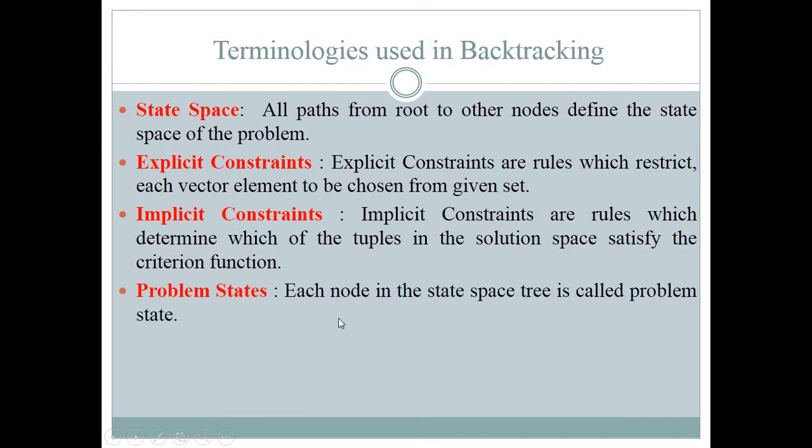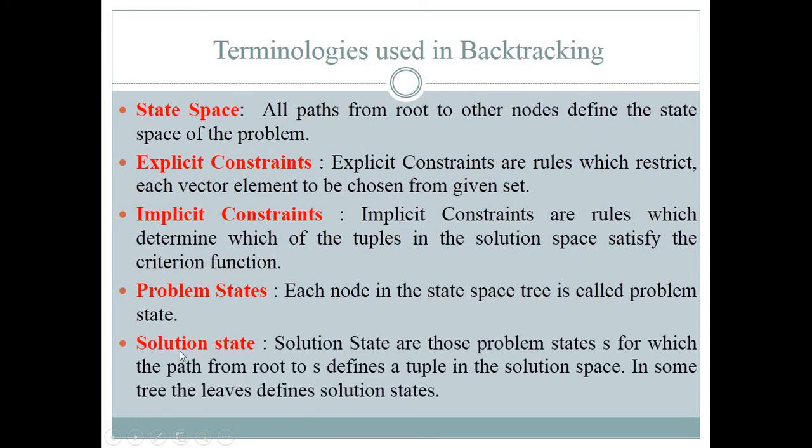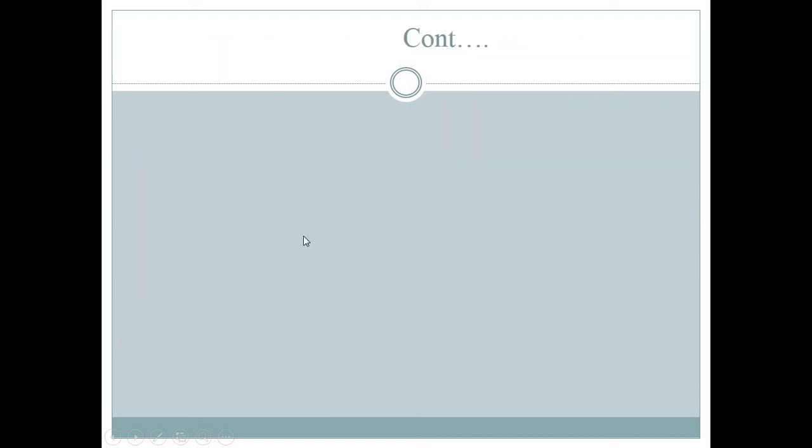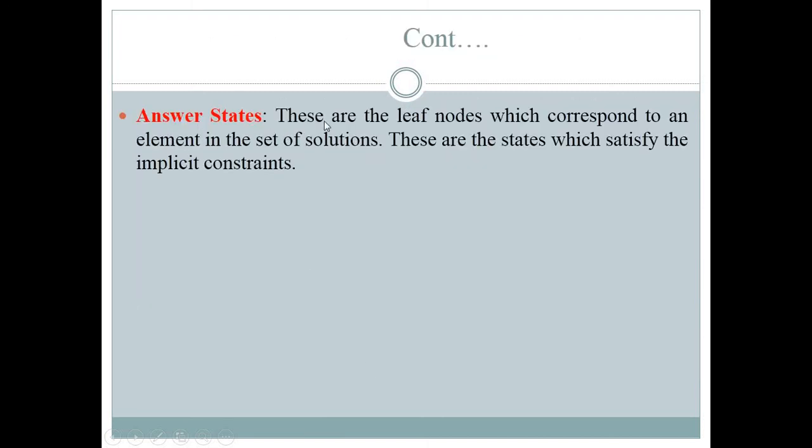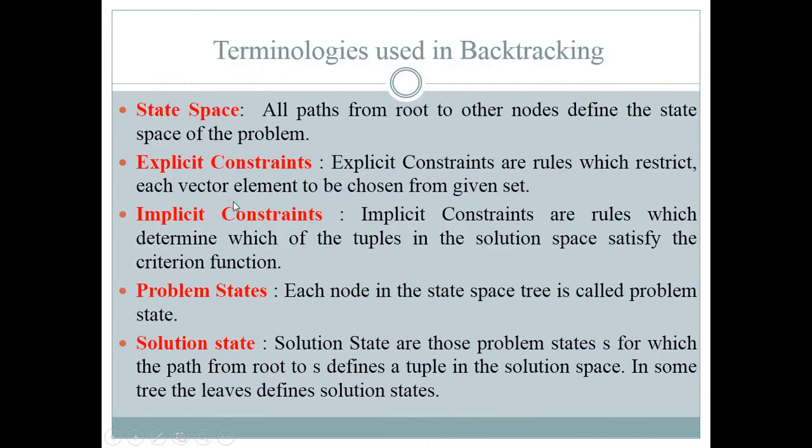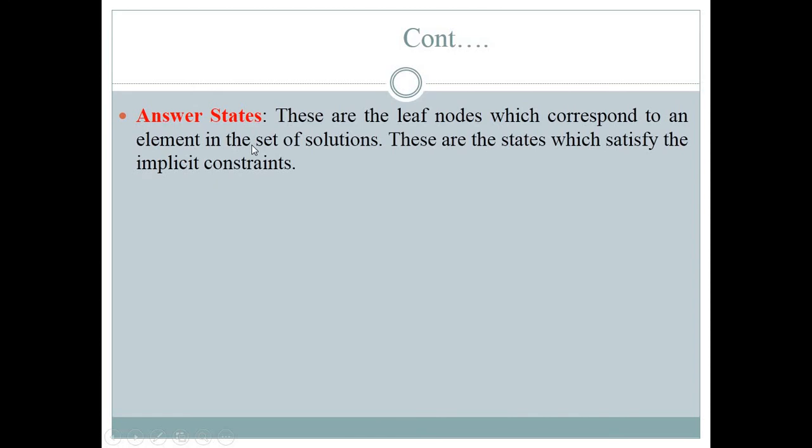Next is problem state. Each node in the state space tree is called a problem state. Solution states are those problem states S for which the path from the root to S defines a tuple in the solution space. In some trees, the leaves define solution states. Next are the answer states. These are the leaf nodes which correspond to an element in the set of solutions. These are the states which satisfy the implicit constraint. From the implicit constraint you can get the answer states.